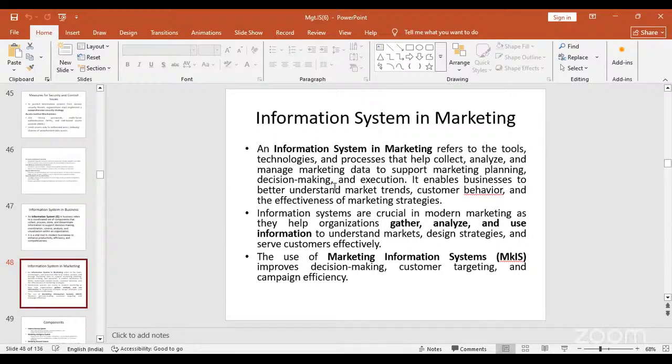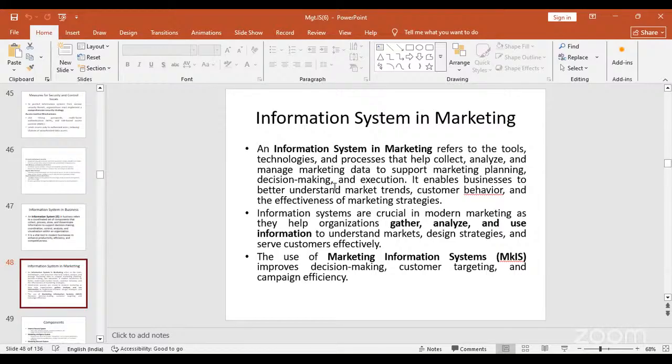So the information system in marketing, or we can say MKIS, clear? It refers to the tools, technologies, and processes that help collect the data, analyze the data, and manage the marketing data to support marketing planning, decision making, and execution. It enables businesses to better understand market trends, customer behavior, and the effectiveness of marketing strategies.